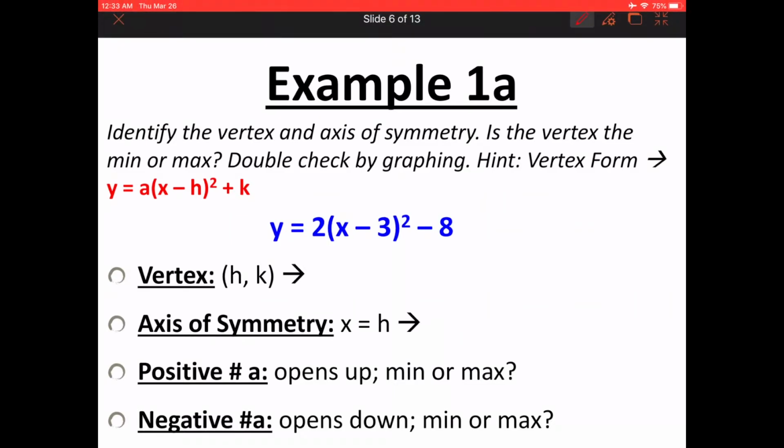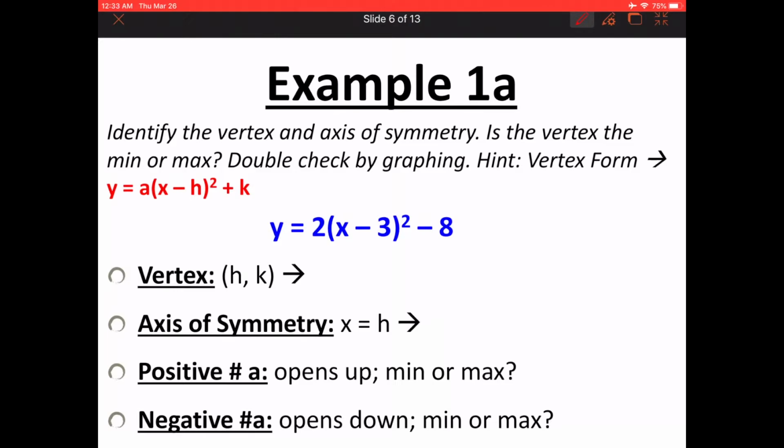Let's apply all of this, guys, to our example here. So example 1a, identify the vertex and the axis of symmetry. Is the vertex the minimum or the maximum? Double check by graphing. And just a reminder, here you have vertex form again in its original state.